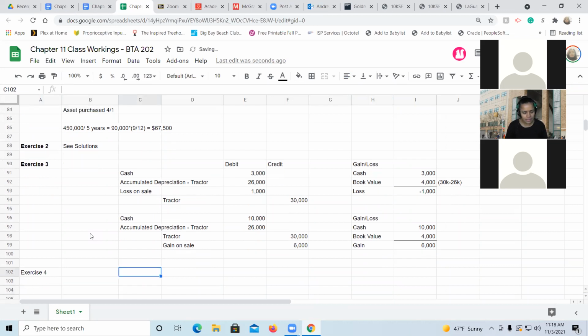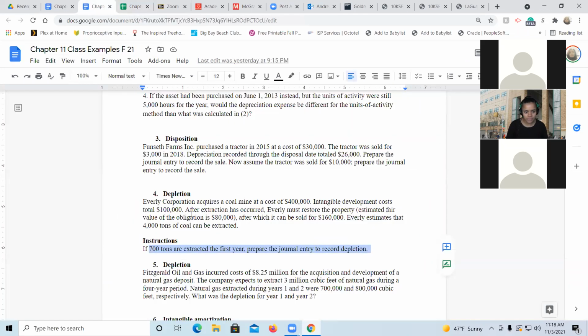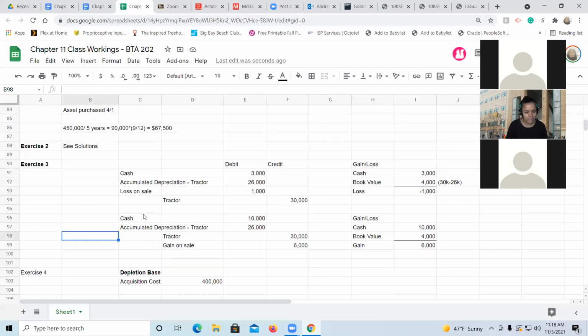So the first thing here, again, is to calculate the depletion base. And to do that, we're starting with the acquisition cost. And we know from the question that that was 400,000, right? If you go back here, it was 400,000 to buy it. Then you've got your intangible development costs, and then you've got your asset retirement obligation. So here goes the intangible.